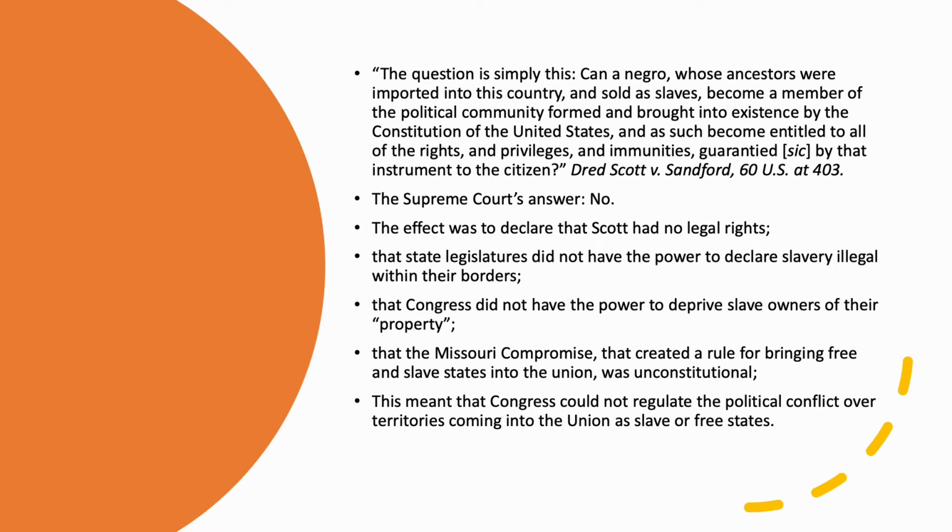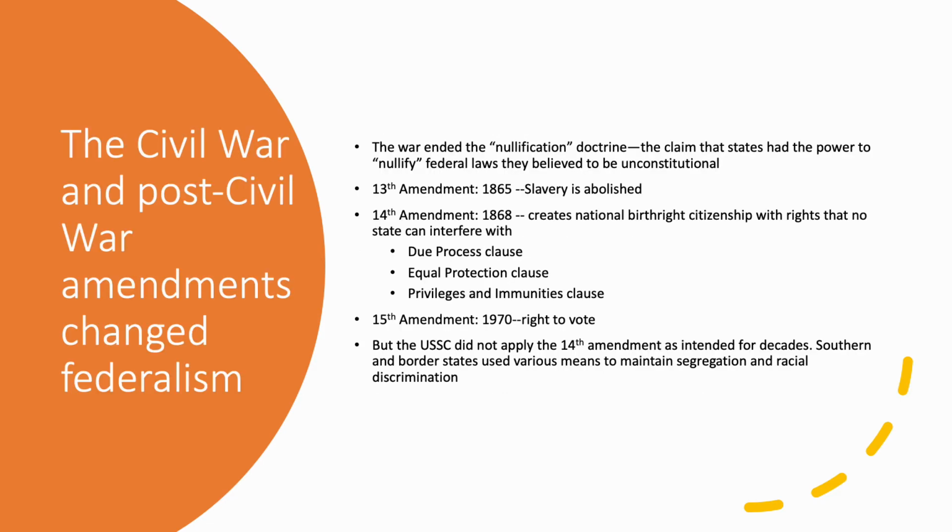Congress can't ban slavery anywhere. So they declared the Missouri Compromise, which had said that some states were going to come in as free states and others as slave states, was unconstitutional. So that meant that Congress could not even regulate the political conflict over new territories coming into the Union, like California and others. All these new states coming in, Congress could not regulate the political conflict over how many slave states or how many free states there would be. Potentially slavery could be everywhere, because they're arguing that the African American population had no rights. You see why I say it's a disgraceful decision.